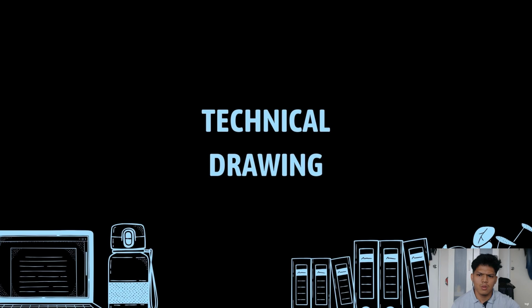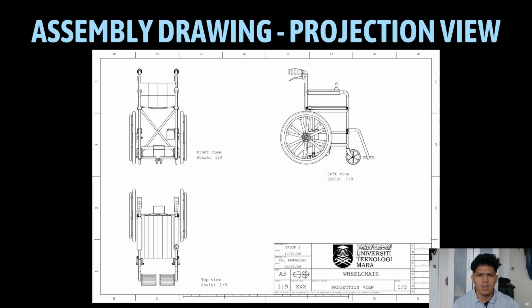For our technical drawing, our assembly drawing provided a comprehensive projection view of the wheelchair at a scale of 1:9, ensuring all components are accurately represented for manufacturing by utilizing a multi-view layout including front, left and top view. We clearly illustrate the integration of the structure frame, the drive wheel, and the ergonomic seating assembly.